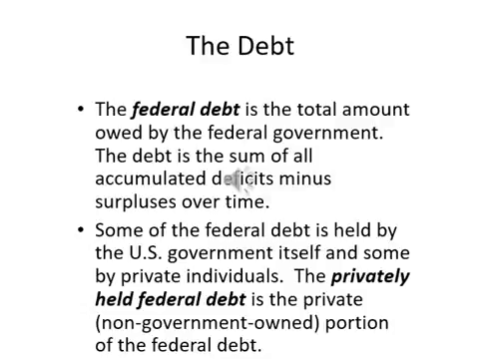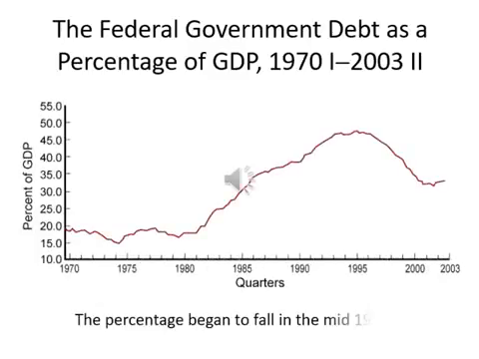The federal debt is the total amount owed by the federal government. The debt is the sum of all accumulated deficits minus surpluses over time. Some of the federal debt is held by the U.S. government itself and some by private individuals. The privately held federal debt is the private, non-government-owned, portion of the federal debt. The graph shows the federal government debt as a percentage of GDP, 1970 to 2003.